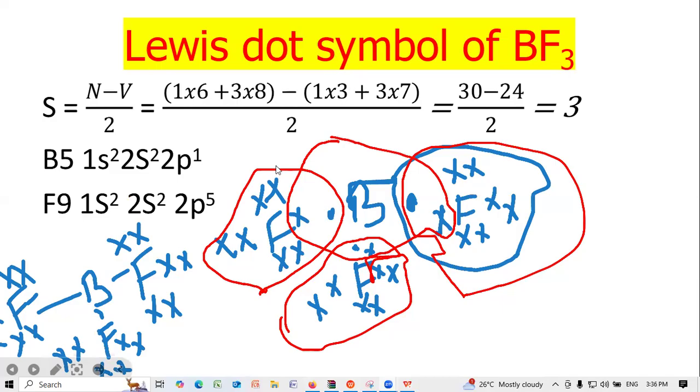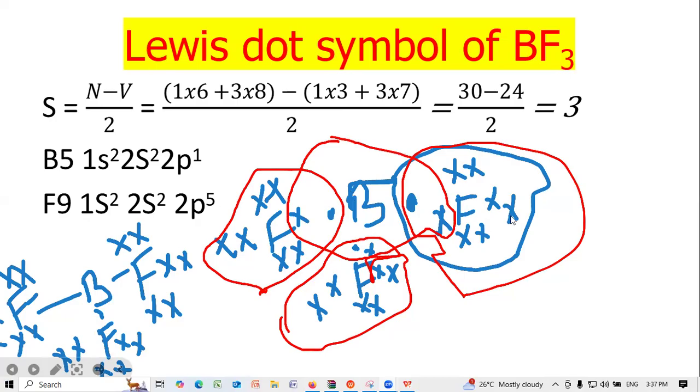And boron has 3 valence electrons. See, 2s2 2p1. This is the outermost shell, 3 electrons, 1 into 3, plus 3 fluorine, 3 multiply 7. Fluorine has 7 valence electrons.